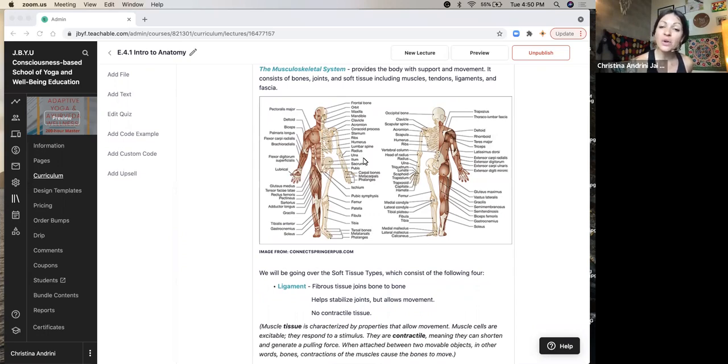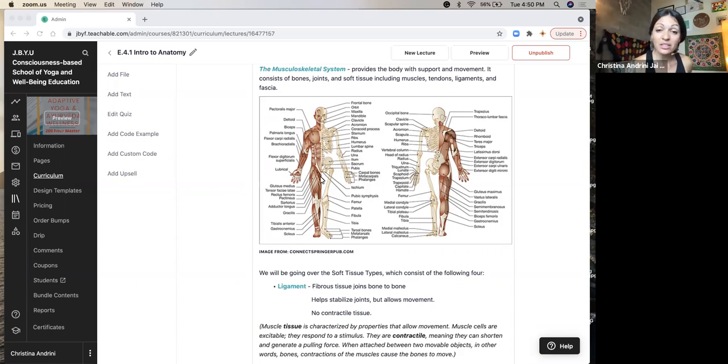And although it might look overwhelming, let's break it down into chunks, right? So we have the bones of the skull, right? And then we have the muscles of the upper body. We have the bones of the thoracic, of the entire arm, and the muscles.